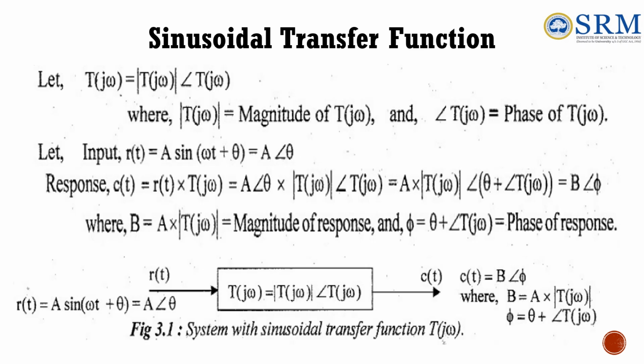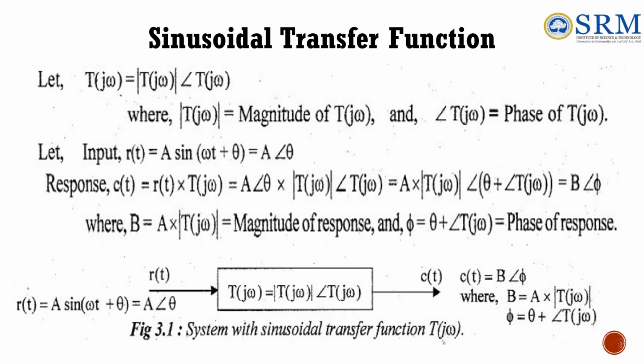Next we are going to see the sinusoidal transfer function mathematically. Let T of j omega be equal to the modulus of T of j omega, that is the magnitude of T of j omega, angle T of j omega. So we are separating the overall T of j omega, that is the sinusoidal transfer function, in terms of magnitude and phase. Here modulus of T of j omega is the magnitude of T of j omega and angle T of j omega is the phase of T of j omega.